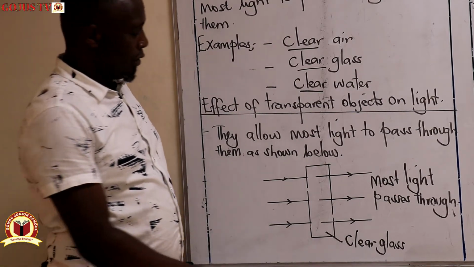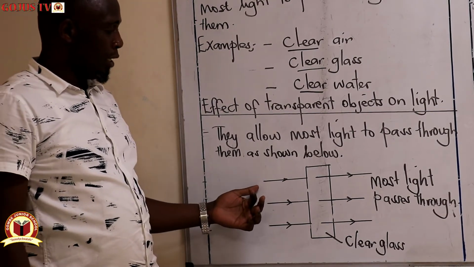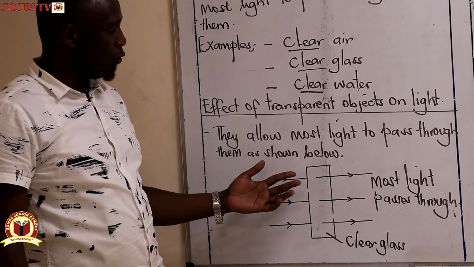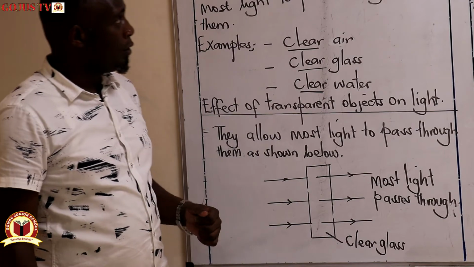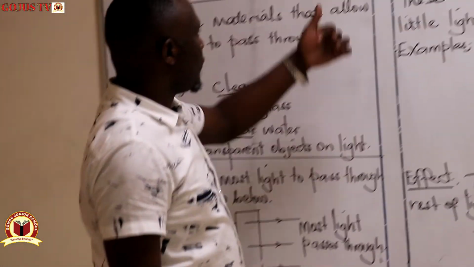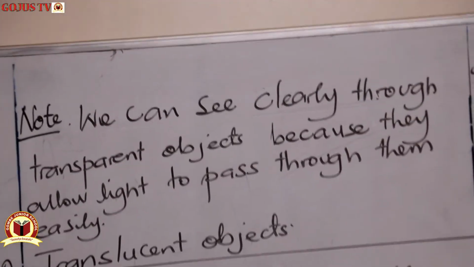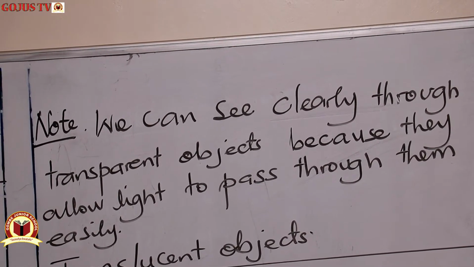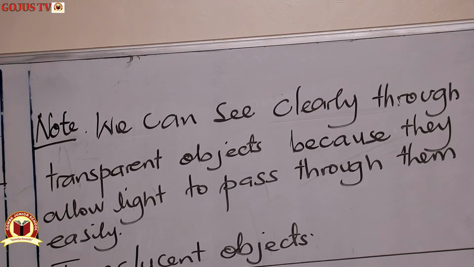In this case, I've used a clear glass, and like you're observing, the rays of light are coming and meeting this object, but there is no obstruction because it is clear. So meaning that most light will be able to pass through. So that is the effect. There is a point to note. We can see clearly through transparent materials because they allow light to pass through them easily. That's why, for example, a lantern lamp has a glass which is clear, which means that it is able to allow all the light to pass through it.